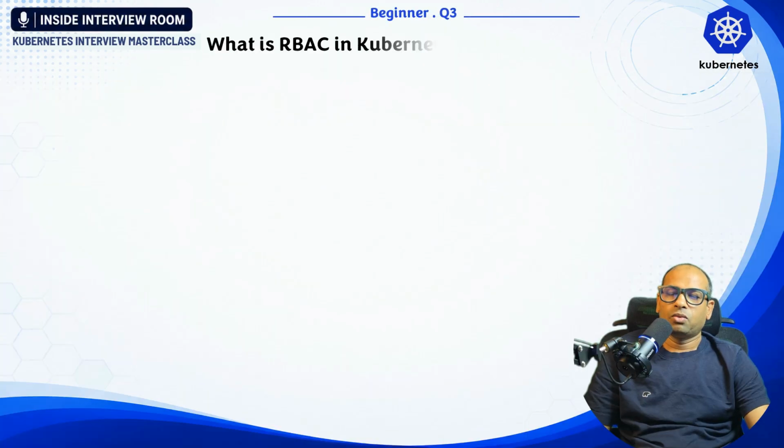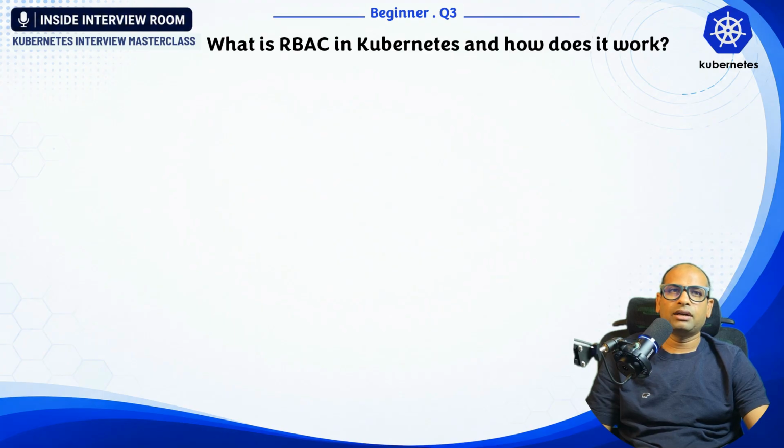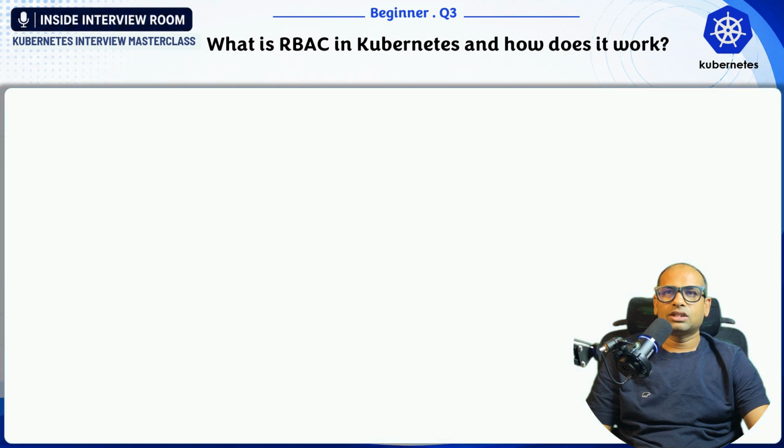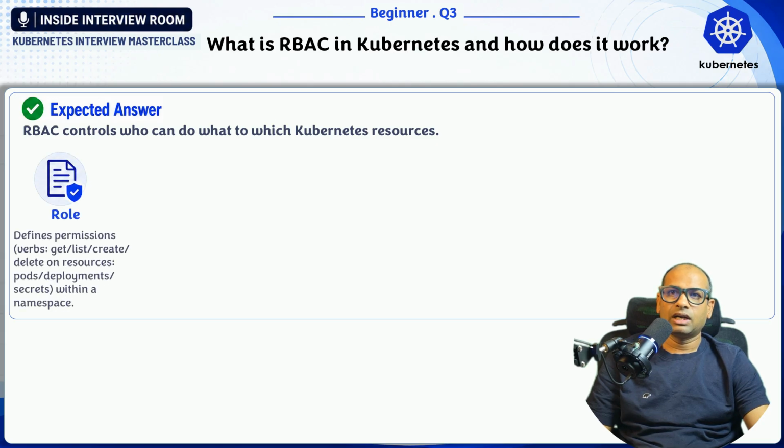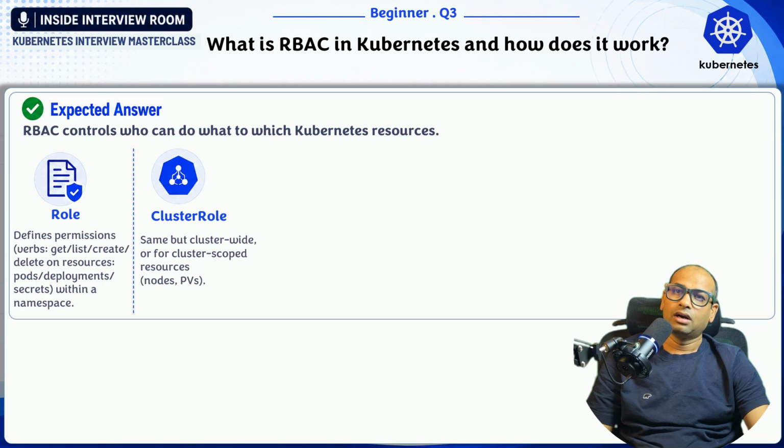And question number 3: what is RBAC in Kubernetes and how does it work? So this is again the most important part of the Kubernetes interview. What is the expected answer? RBAC controls who can do what in which namespace of Kubernetes. A Role defines permissions, get, list, create, delete, on resources, pods, deployments, secrets, within a namespace. If you want to define a cluster-level role, just define a ClusterRole. Same, but cluster-wide, or for cluster-scoped resources like namespaces.